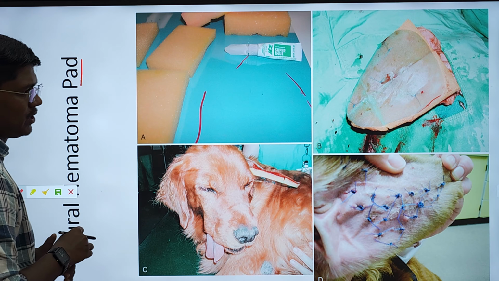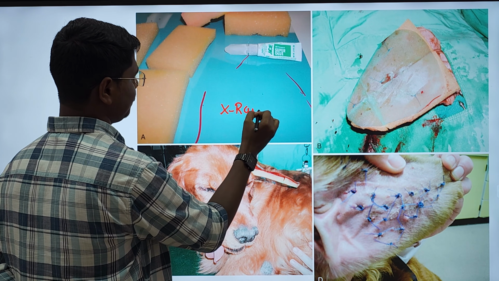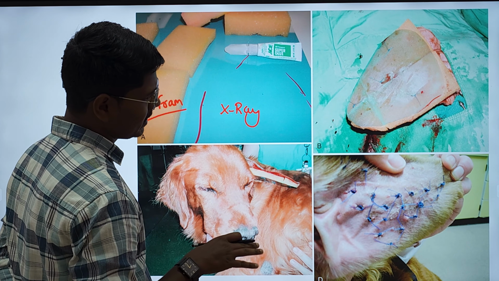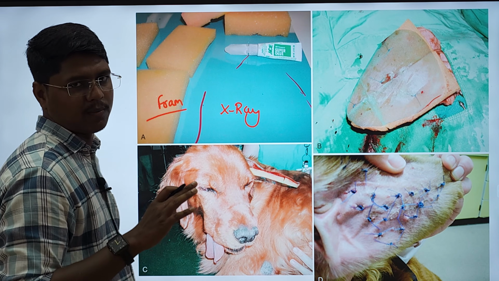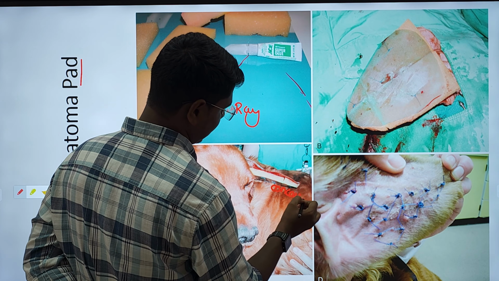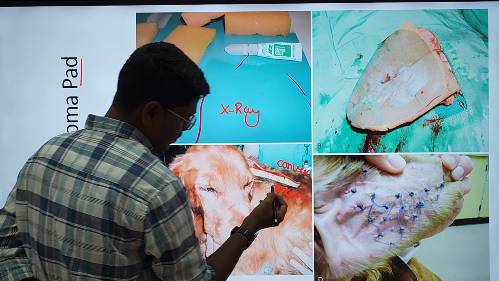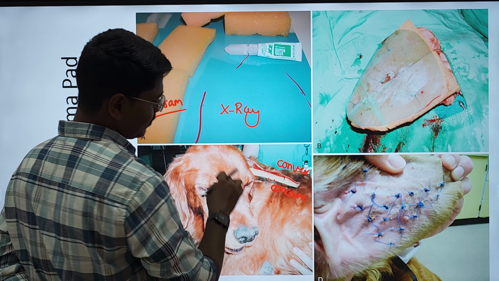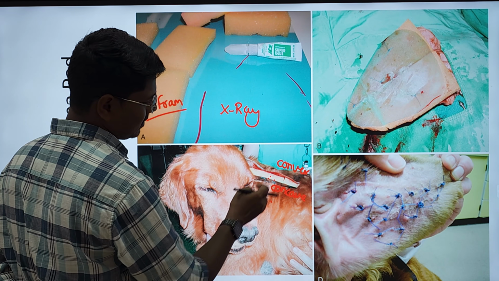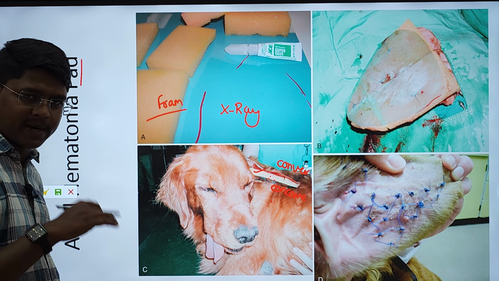Aural hematoma pad, after surgery you can make. This blue film is basically X-ray film, and this is the foam. You can make a pad. The purpose of making the pad is basically to avoid trauma. This is the concave side, and this is the convex side. So what will happen? The knots are put on the concave side, so after a few days, when the bandage is removed or the animal removes the bandage, this side will irritate the animal. To avoid the irritation, this aural hematoma foam or pad is used.